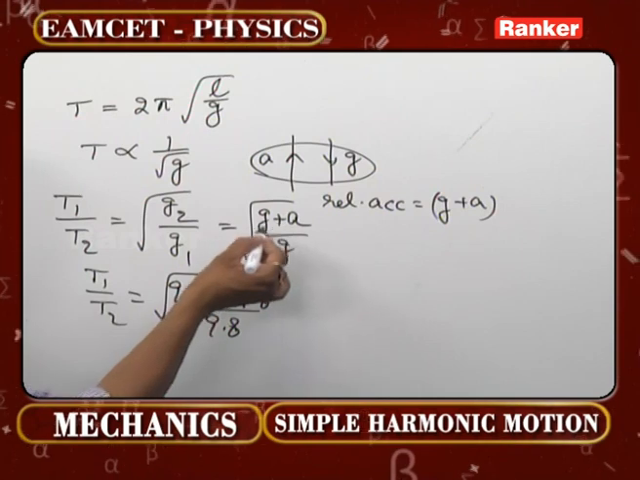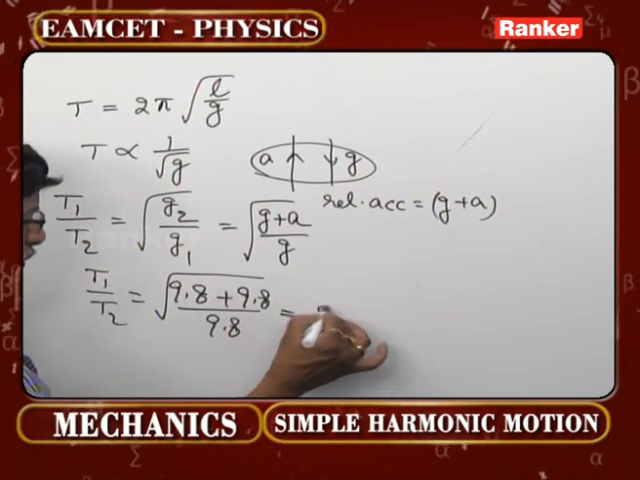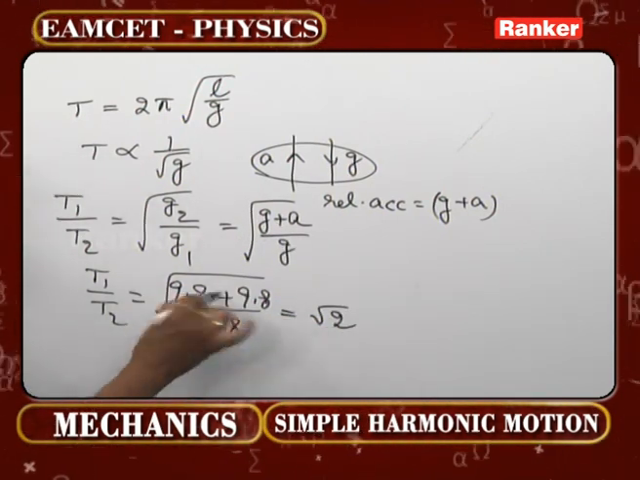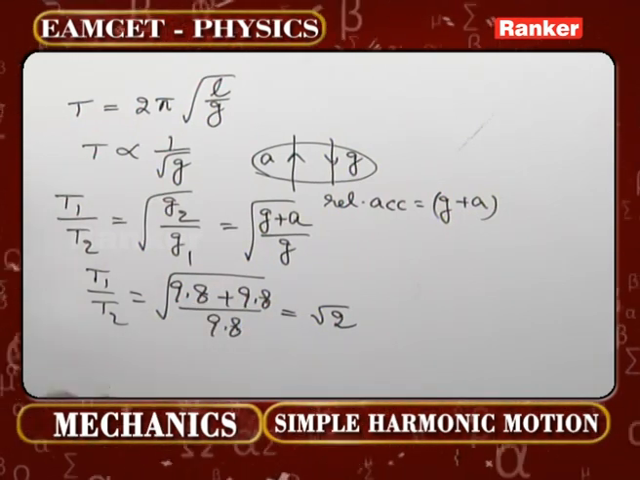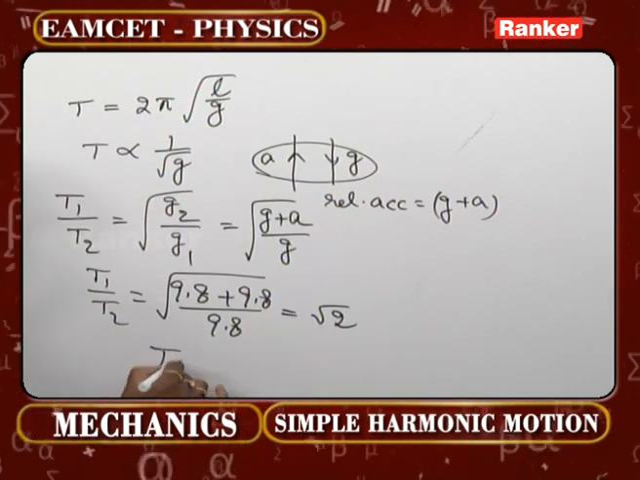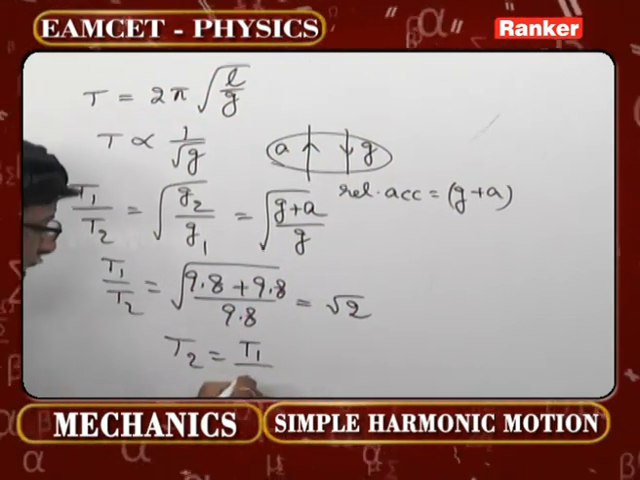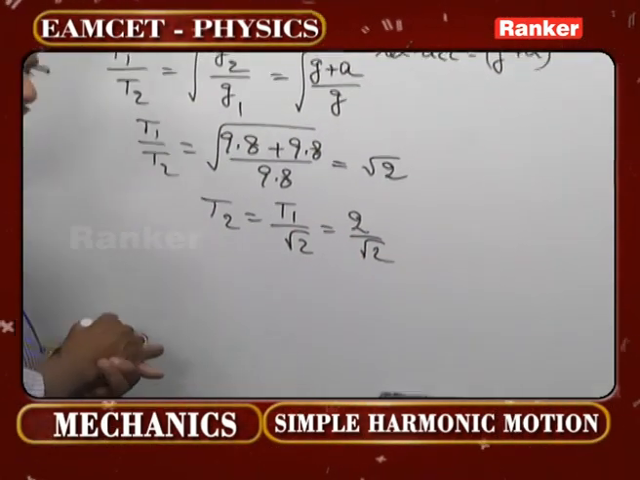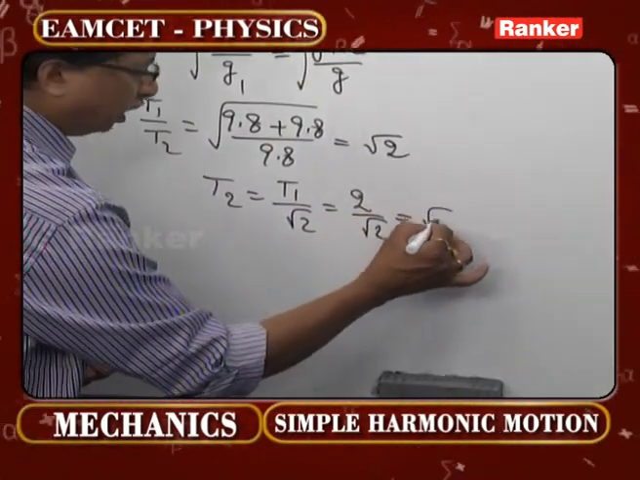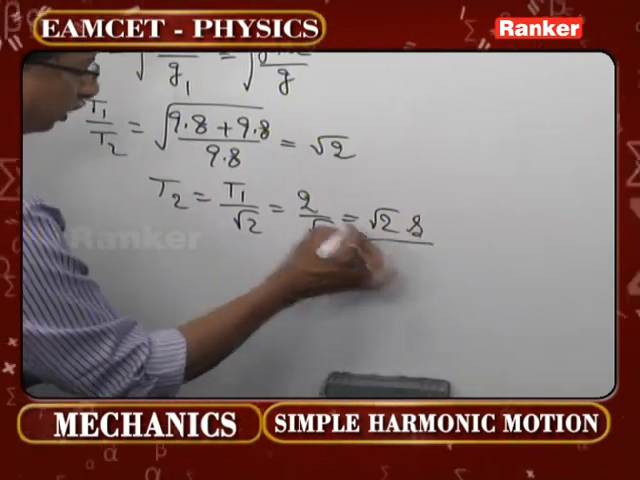Now you can certainly understand, is it not simply root 2, please? Because 2 times 9.8 by 9.8 now becomes root 2. What is the time period is the question. So T2 will now be T1 by root 2. Already we know T1 is 2 seconds for a second pendulum. So 2 by root 2, how much will now be the value? Root 2 seconds as such.